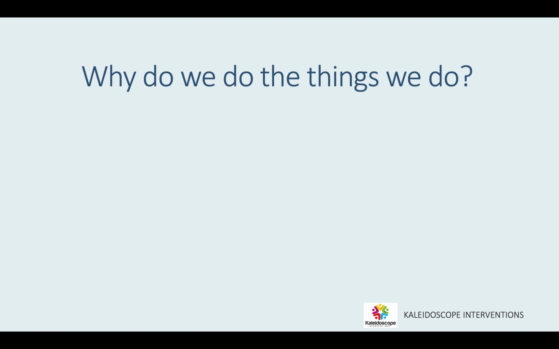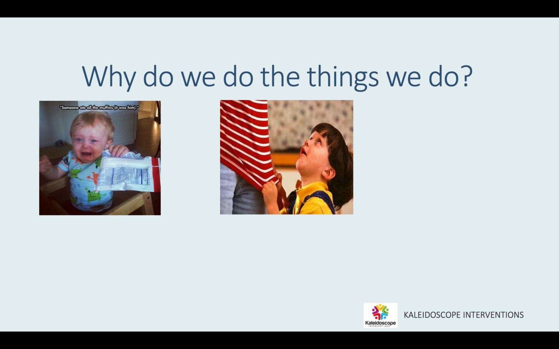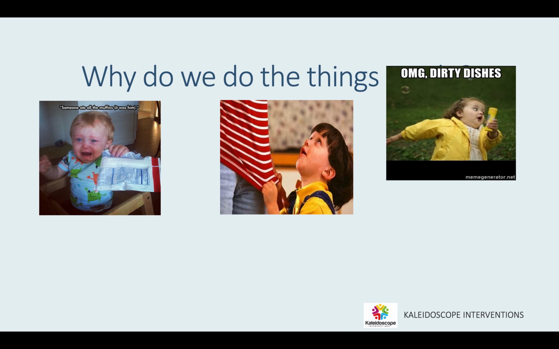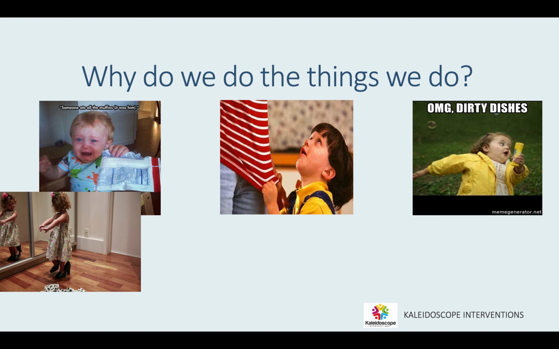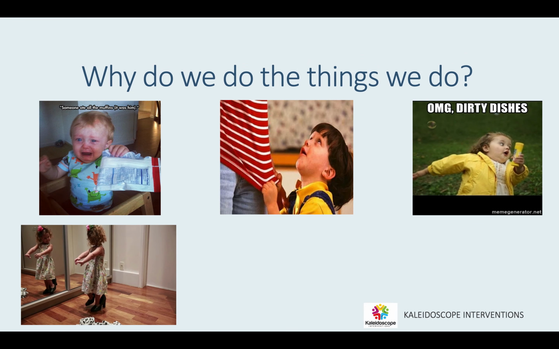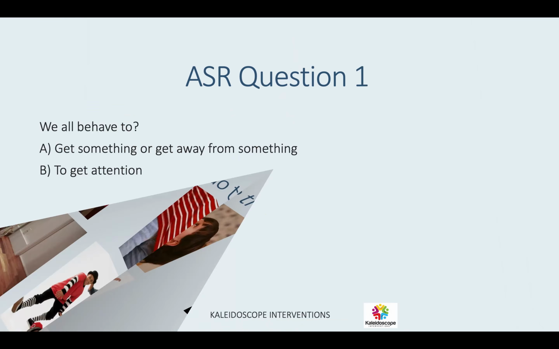So why do we do the things that we do? We may cry because we ate all of our muffins and there's no more left. We may cry because we really want mom or dad's attention. And we may avoid our chores, like washing the dishes. We may also do things because it feels good. So we might be looking at ourselves in the mirror, or we might even be dancing.